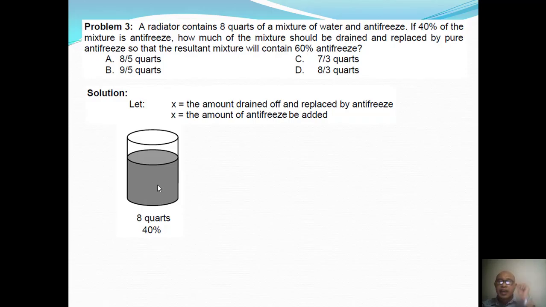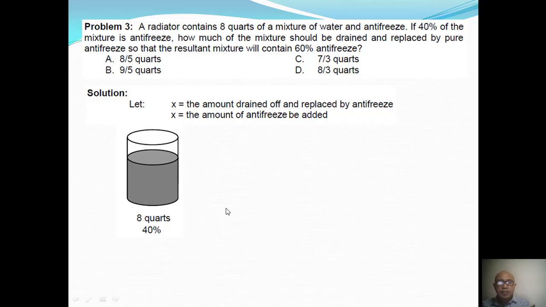Okay. Then, what shall we do? We will drain off a certain amount of this and replace it with pure antifreeze. So, that is what we are looking for, no? How much of this should be drained off and replaced with antifreeze? So, let x equal the amount drained off, and that is also the amount of antifreeze to be added.